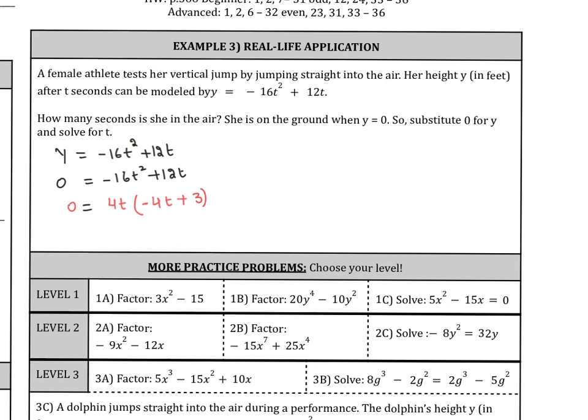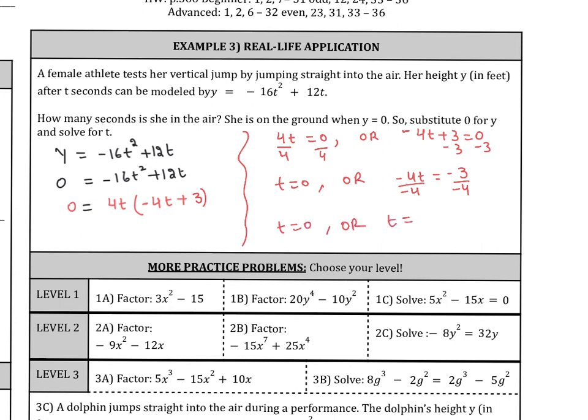Whenever you have factor times factor equal to 0, it means we can apply the zero product property, which means that you set 4t equal to 0 or negative 4t plus 3 equal to 0 and solve for t. So t equals 0, or when you solve this, you get negative 4t equals negative 3. Divide by negative 4 on both sides. You get t equals 3 over 4. So she's in the air for either 0 seconds or 3/4 of a minute, that is 45 seconds, and she will drop down when y equals 0, or the height becomes 0.